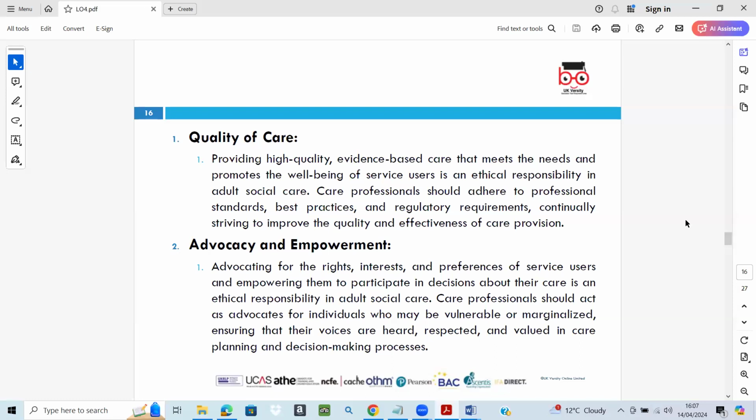By advocating for service users and empowering them to take part in their care decisions, we not only respect their rights but also enhance the quality of care. Care plans that reflect the service user's preferences and needs are more likely to be effective, so we should always listen to their concerns and take care of them according to their wishes and needs.